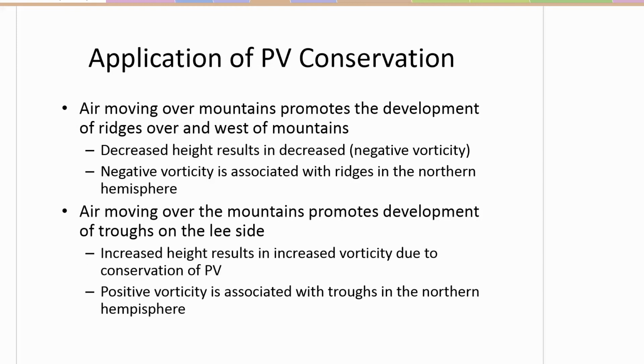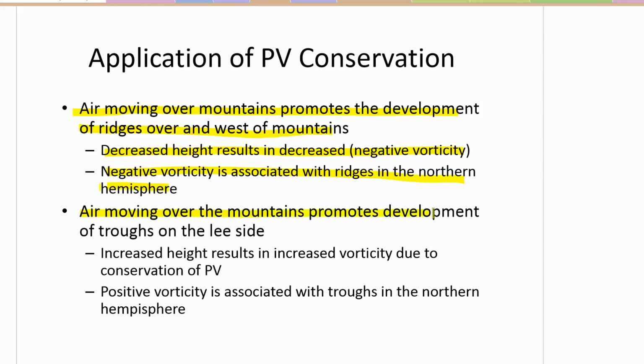as we apply potential vorticity conservation, air moving over mountains promotes the development of ridges over and west of the mountains. Decreased heights result in decreased vorticity, and it can and will go negative. Negative vorticity is associated with ridges in the northern hemisphere.